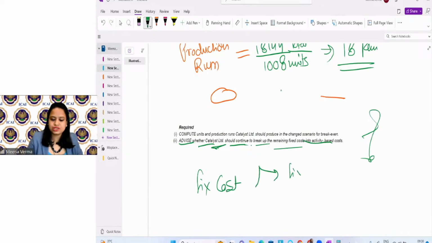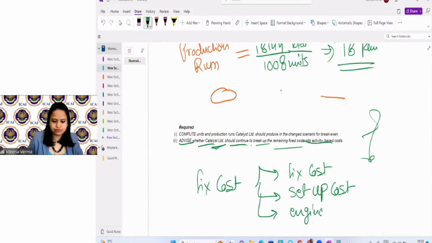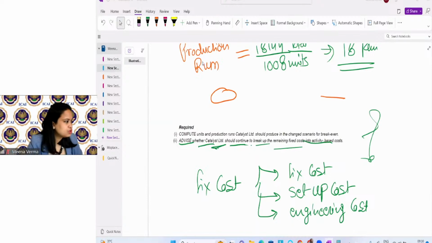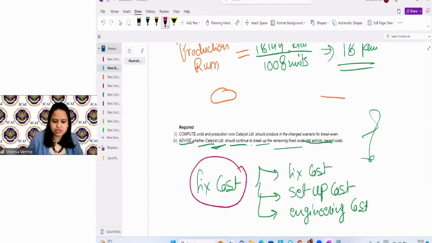Three categories: fixed cost, setup cost, and engineering cost. Right? So we have broken up all these costs into these costs. We have classified all this fixed cost in this way. We have classified all the fixed cost under activity-based costing. We have classified all the fixed cost of the company in this way.